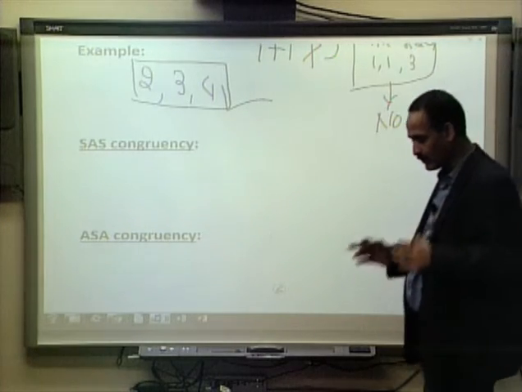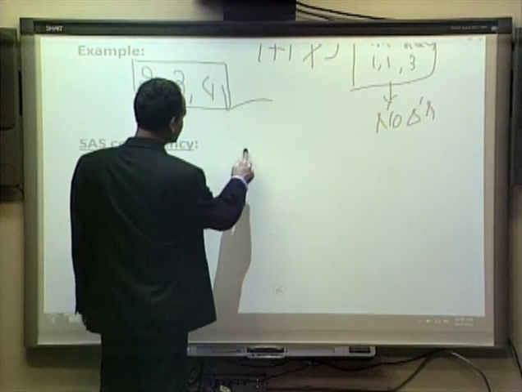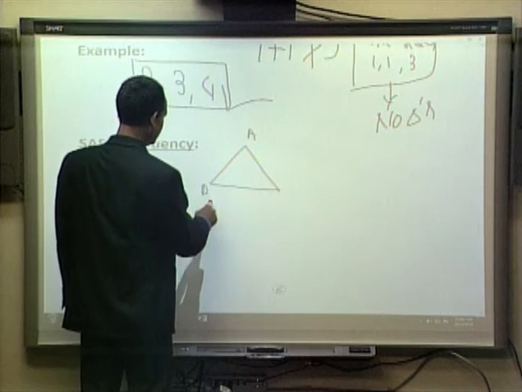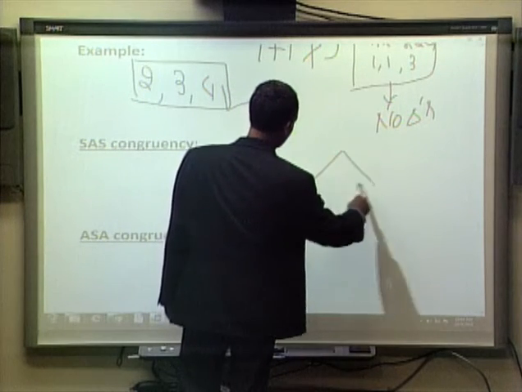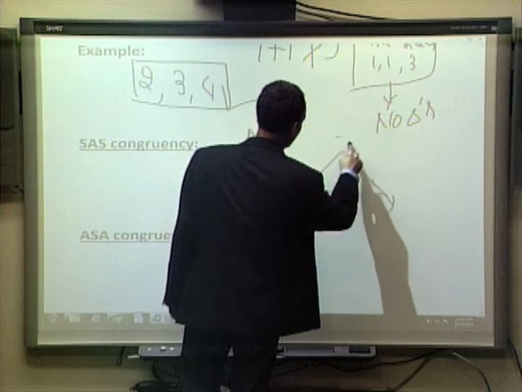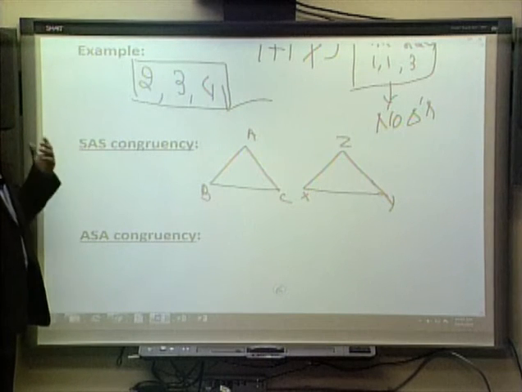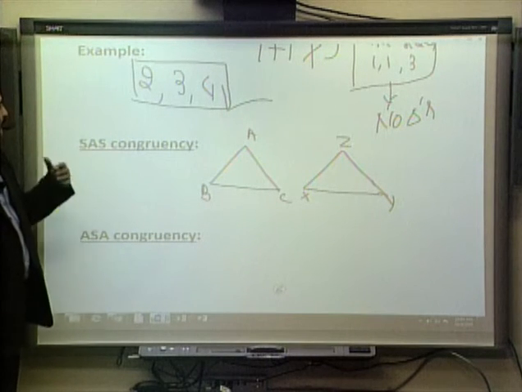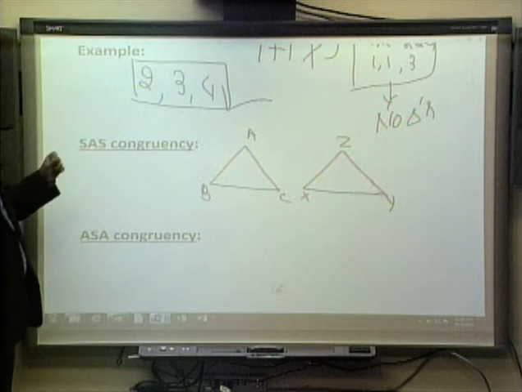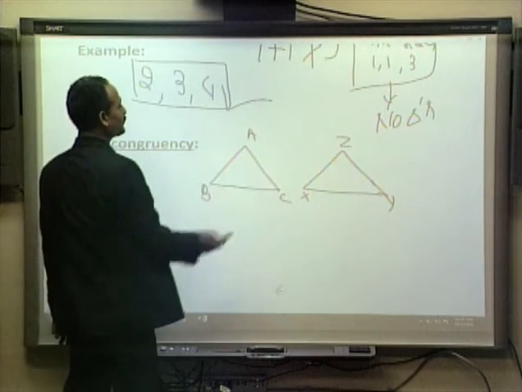The second congruency rule for congruent triangles says this: if we have a triangle, let us say ABC, and another triangle XYZ. As I already mentioned, S refers to side, A refers to an angle, and S refers to another side. So this SAS congruency says this: suppose we have two triangles.